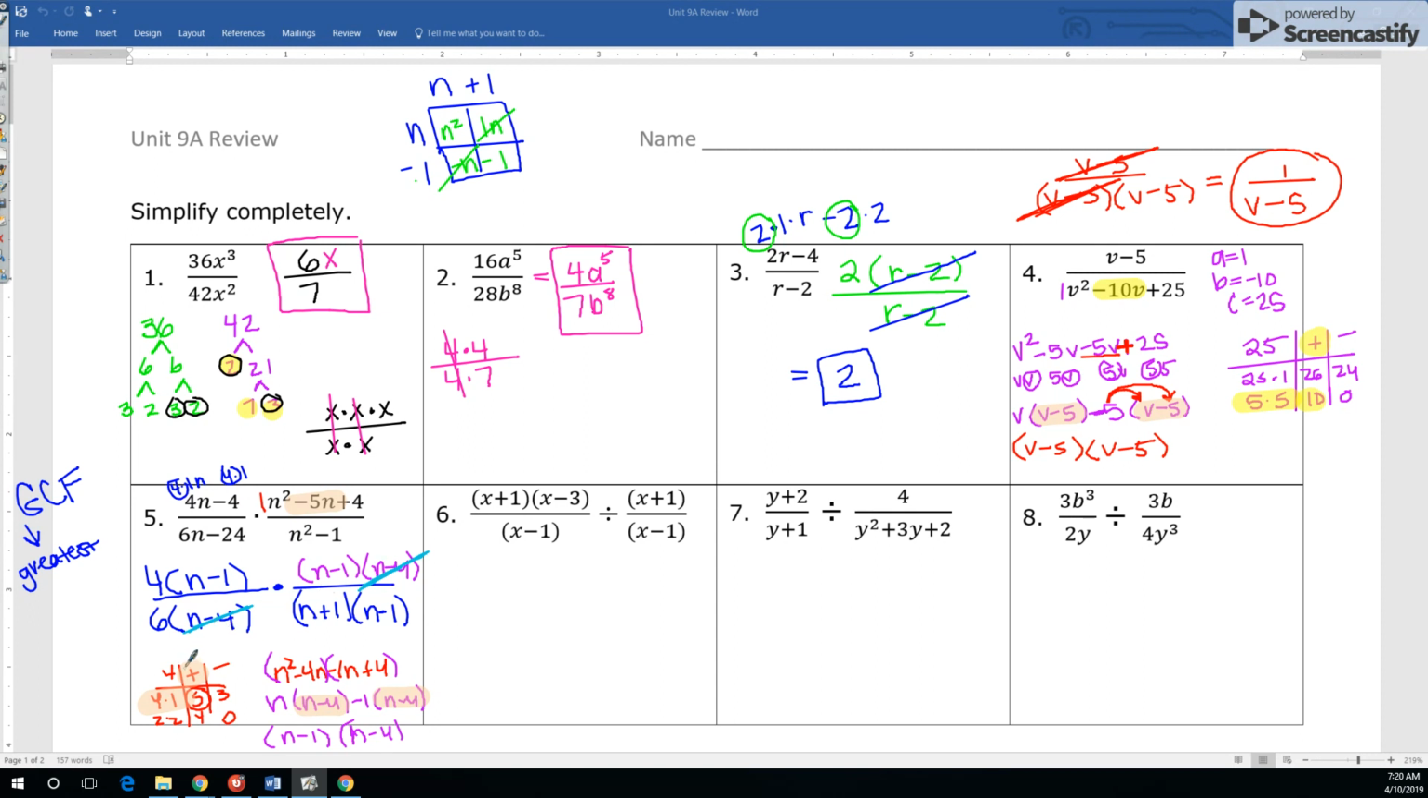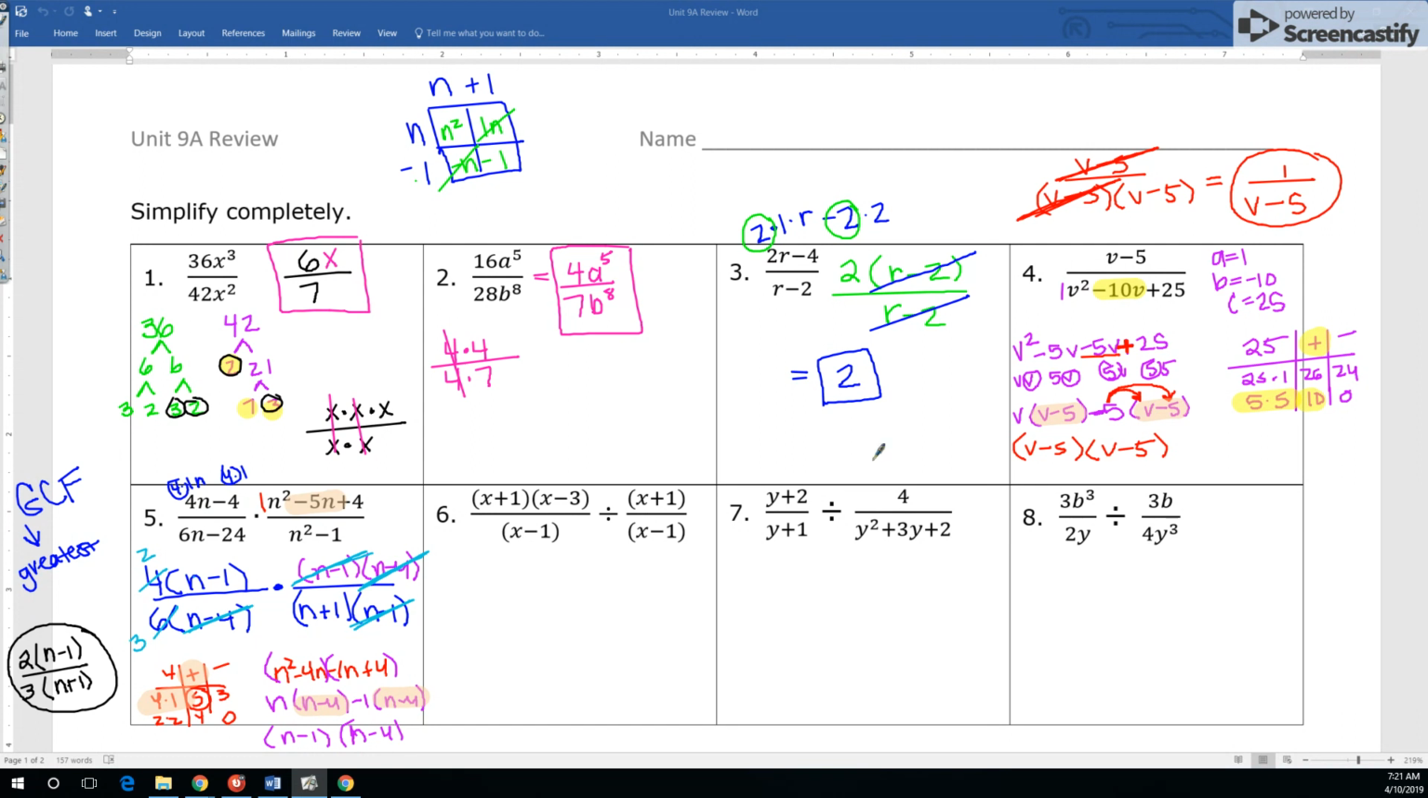Those cancel out. That's equal to 1. And then I can pick. I can cancel this n minus 1 with this n minus 1, or this n minus 1 with this n minus 1. It really doesn't matter. 4 and 6, if we reduce 4 over 6, that's 2 over 3. And that's what I'm left with. These n's do not cancel. The whole entire factor has to be the same for it to cancel. So my final answer is 2 times the quantity n minus 1, divided by 3 times the quantity n plus 1. Just what's left in the numerator, what's left in the denominator.